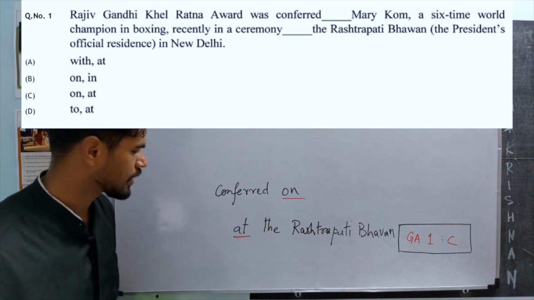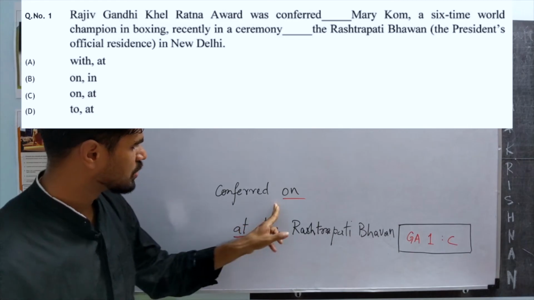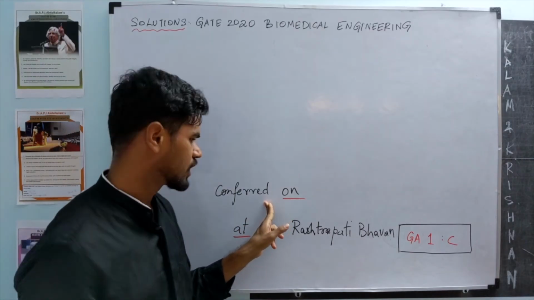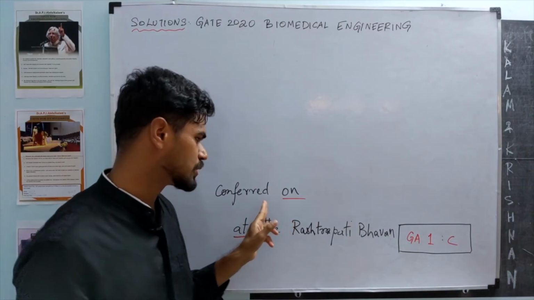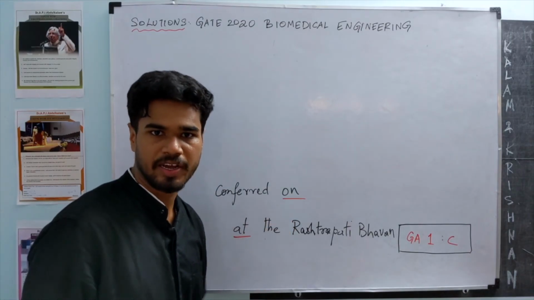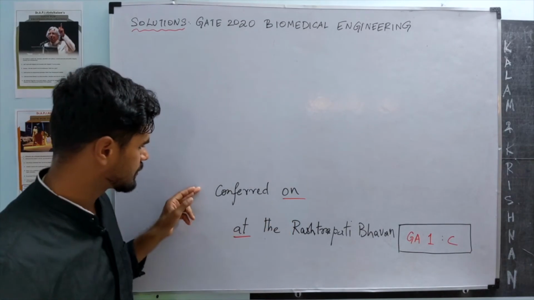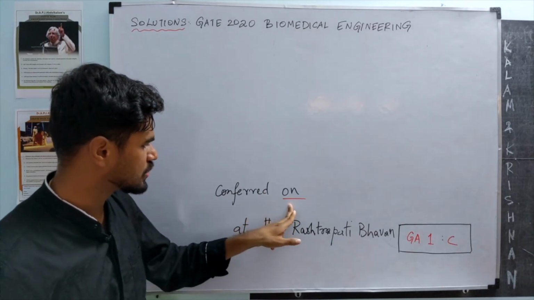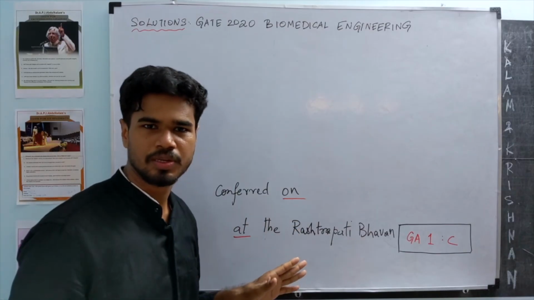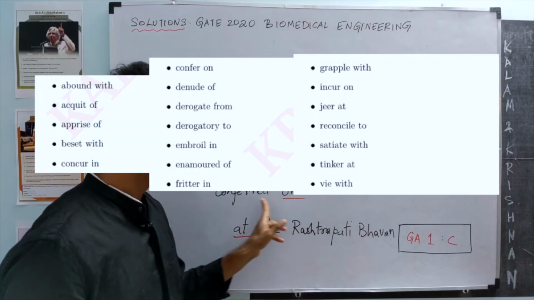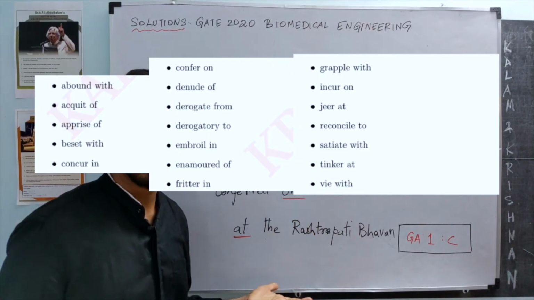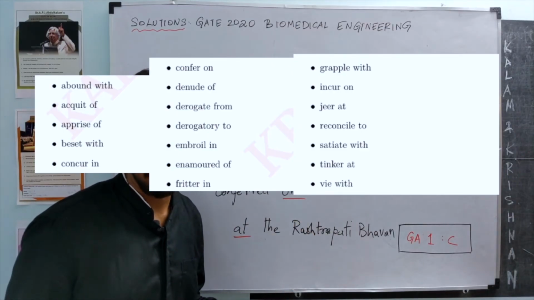As far as this one goes, choices like conferred to and conferred with confuse, or they are also tempting answers, right? So the best way to prepare for these types of prepositions is to be aware of some abnormal word preposition combinations that show up in GATE exams. I have given a short list here.